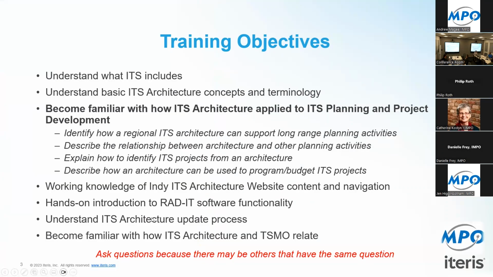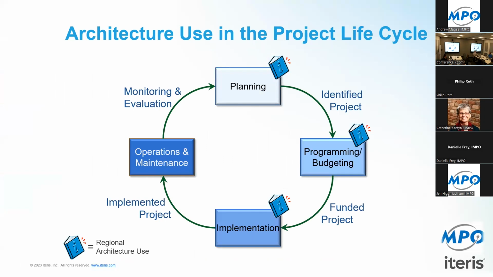So with this module, what we really wanted to do is help make sure you understand how to identify regional architecture, how it supports long-range planning, describe the relationship between the planning activities and the use of the architecture, how to identify projects from the architecture for implementation, and how you use architecture to help budget and program ITS projects. So those are the outcomes we're looking for today.